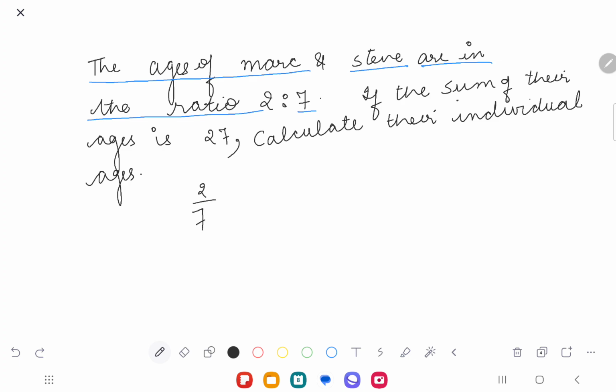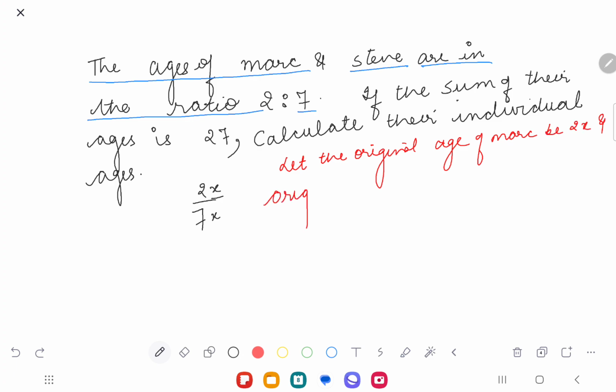So 2 over 7, if I'm getting the ratio, it must have been some number k and k, or x and x. So 2x over 7x would have been my original ages, isn't it? So 2x would be Mark's age. So I would say let the original age of Mark be 2x and the original age of Steve be 7x. Do you understand this point, Adam?